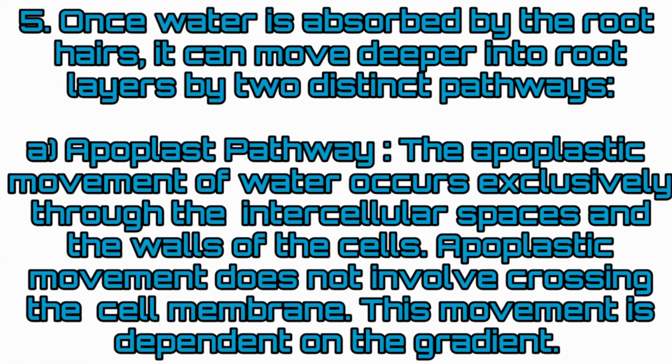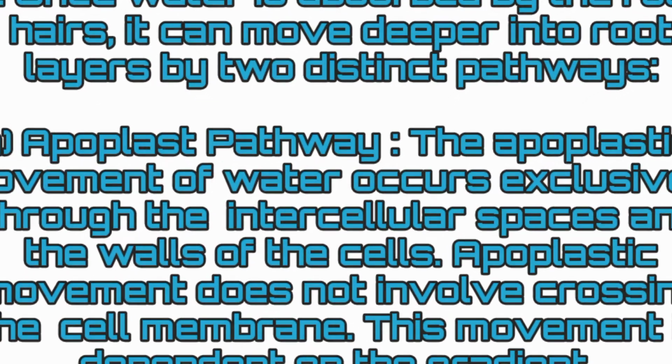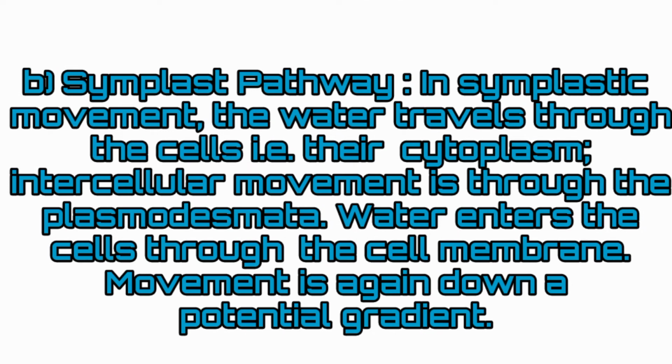Once water is absorbed by the root hairs, it can move deeper into root layers by two distinct pathways. One, apoplast pathway. The apoplastic movement of water occurs exclusively through the intercellular spaces and the walls of the cells. Apoplastic movement does not involve crossing the cell membrane. This movement is dependent on the gradient.